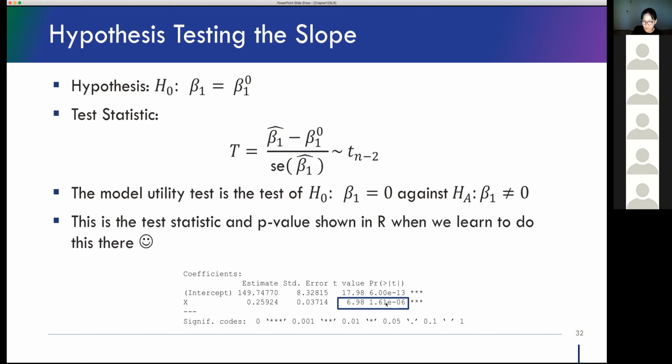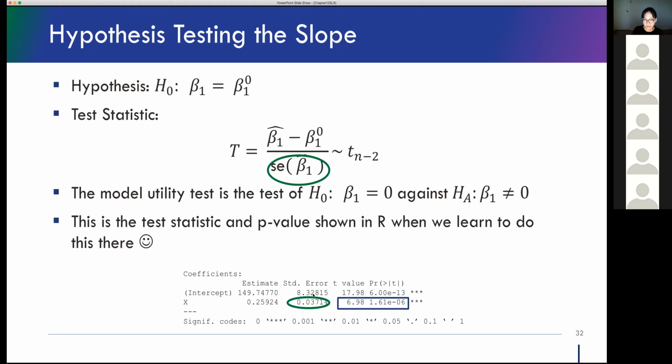And this p-value is doing the test that we are doing at this moment. The null hypothesis being beta 1 equal to 0, and alternative is beta 1 not equal to 0. And you can tell, in this output, the p-value is really small, so it's definitely less than 0.05. In that case, we will reject the null hypothesis. That means there is a relationship between x and y in this case.